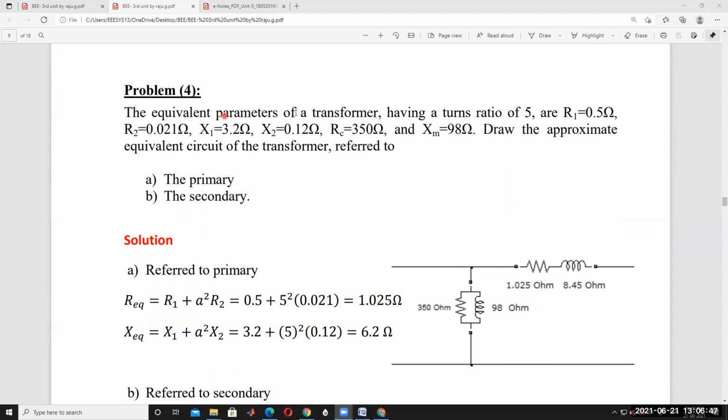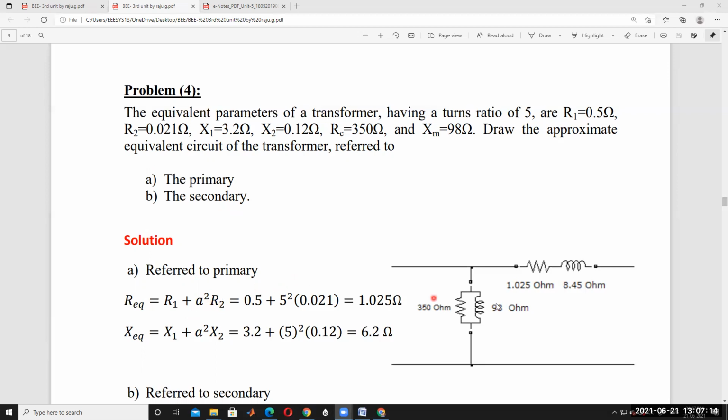So these are the equivalent parameters of the transformer having turns ratio A equal to 5, and R1 is equal to 0.5, R2 is equal to 0.021, X1 is equal to 3.2, X2 is equal to 0.12, RC is equal to 350 ohms, and XM is equal to 98. Draw the approximate equivalent circuit of the transformer referred to the primary and secondary.